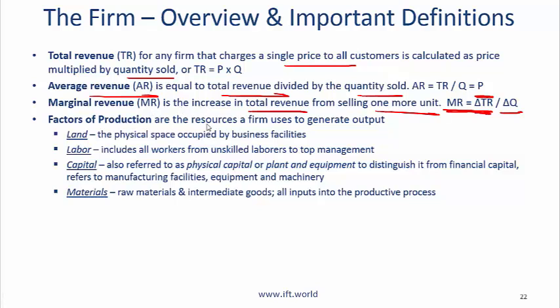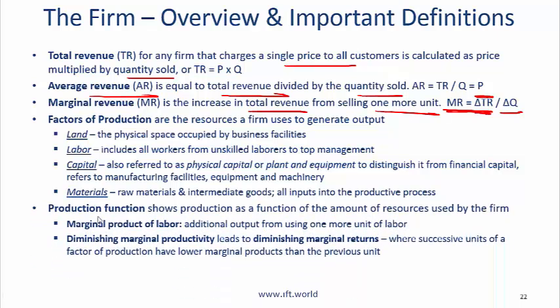Factors of production are the resources a firm uses to generate output, and these factors are land, labor, capital, and materials. The production function shows production as a function of the amount of resources used by the firm. And here you need to understand these terms. Marginal product of labor. This is the additional output from using one more unit of labor. So note that this is a quantity, it is not a dollar amount.